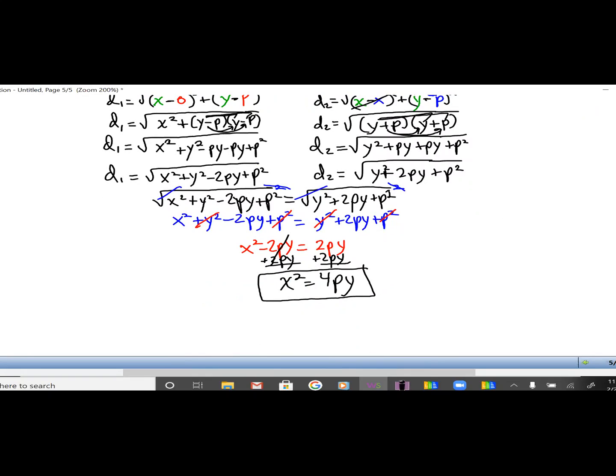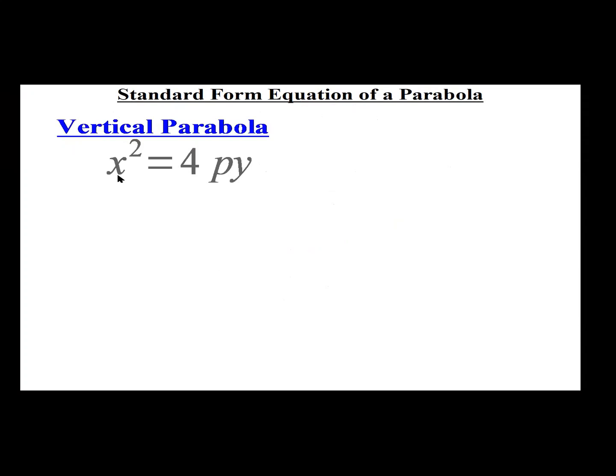So with that said, let's write that down. Standard form equation of a parabola. This is known as a vertical parabola. What was it? X squared equals 4py. Once again, in blue, vertical parabola is known as x squared equals 4py. That's the form we're going to be working with, guys. Okay? All right. There are other ways that, if we were to manipulate the equation, it would look like this: 1/4p times x squared equals y.